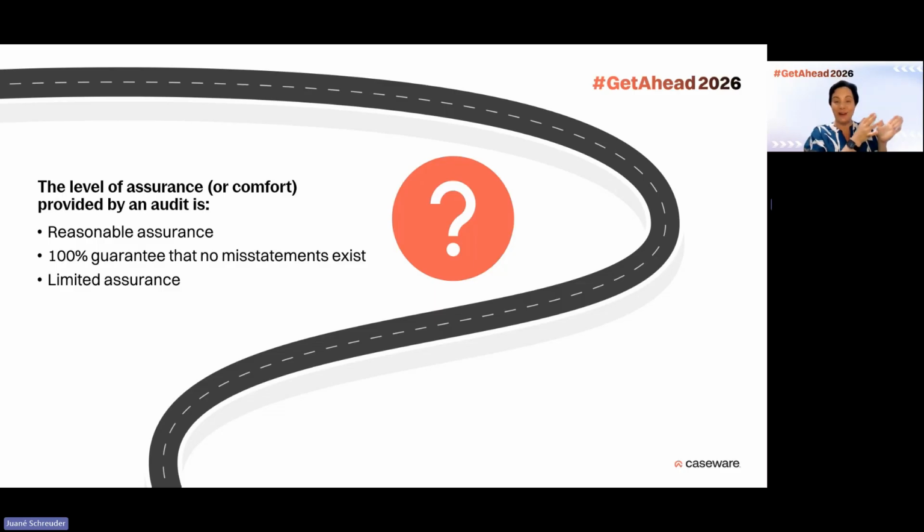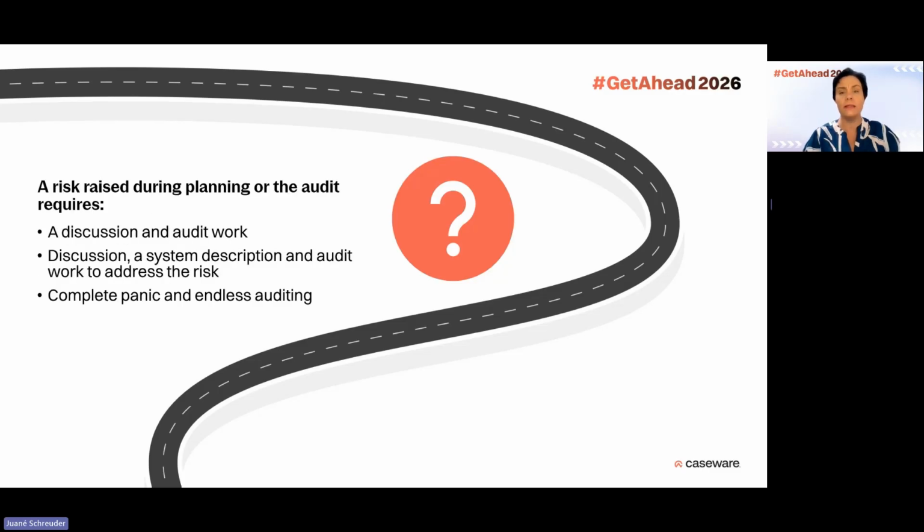So that is another one of our tracks that we've got for Get Ahead. If you are curious or want to know more about an independent review, we've got that as a separate track, and we had that webinar already with information there. So if you're curious or want to learn more about that, that track is also available. But in audit, we work with reasonable assurance. Fantastic. All right, next one.